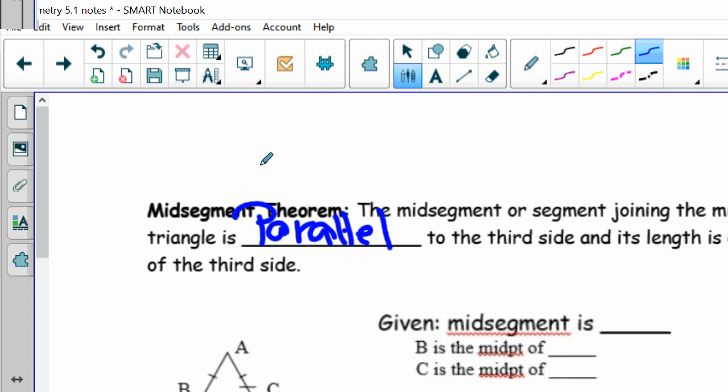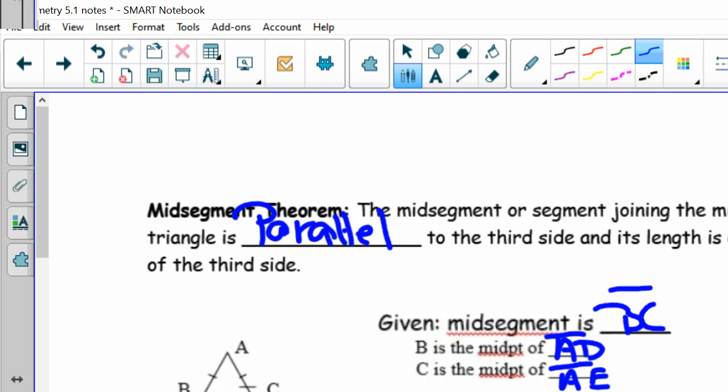And its length is equal to half the length of the third side. So in this picture, given midsegment, the midsegment is BC. We could say that B is the midpoint of segment AD, and C is the midpoint of segment AE. Therefore, segment BC would be parallel to the third side, this side down here, DE.